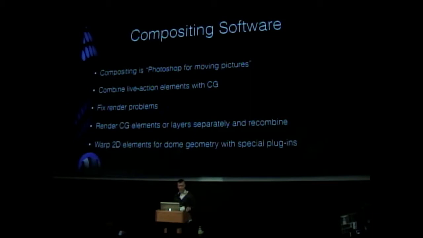Compositing is the next step. You can think of compositing software like Photoshop for moving pictures. And it's generally used to combine live action elements with CG, fix render problems. You can do warpings in there, things like that.